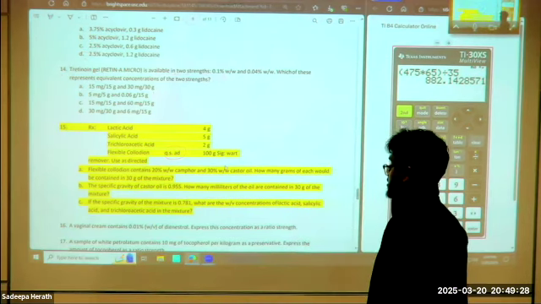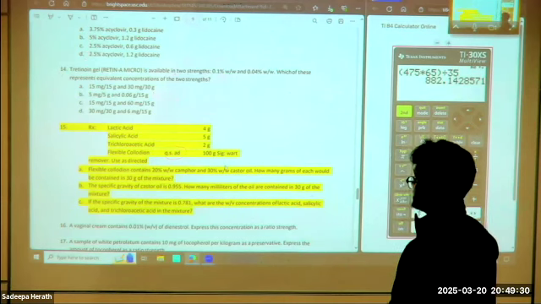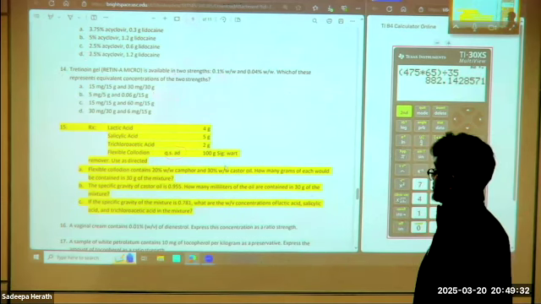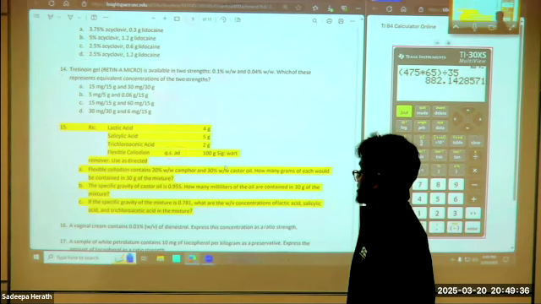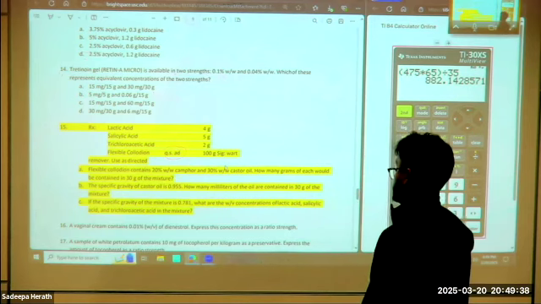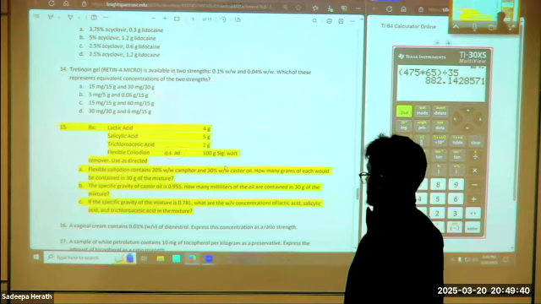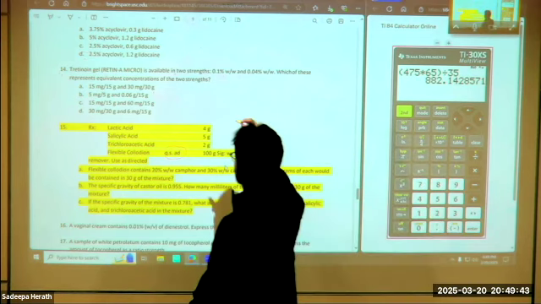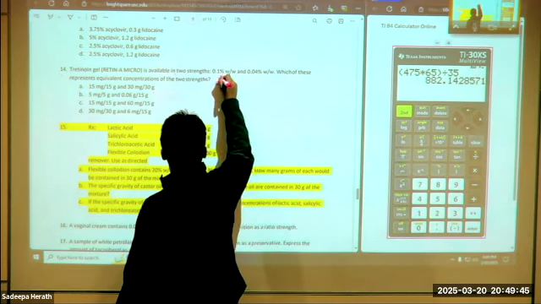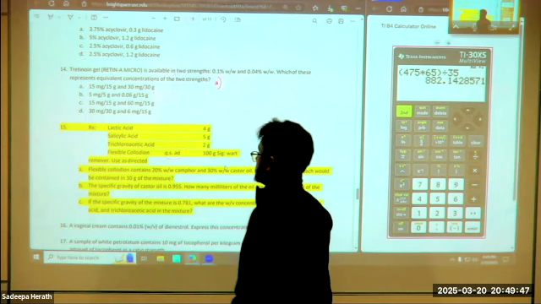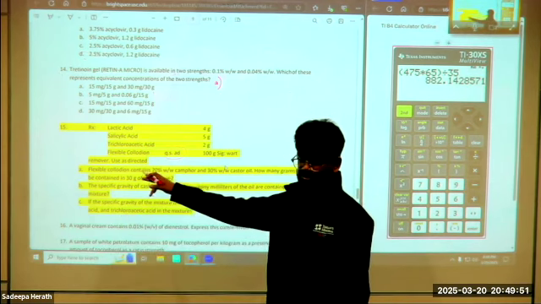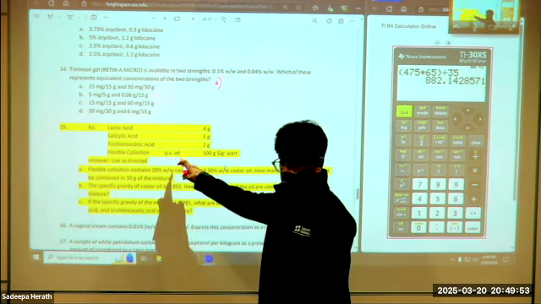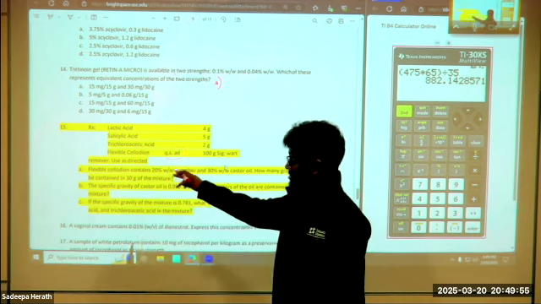So 15A, flexible collodion contains 20% weight-to-weight camphor and 30% weight-to-weight castor oil. How many grams of each would be contained in 30 grams of the mixture? So that's going to be a lot of work. Let's start right here. So they're specifically looking for flexible collodion and its contents. So we need to find out how much flexible collodion there is actually.